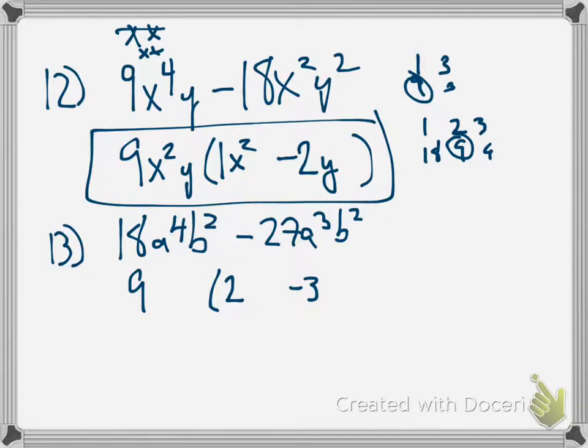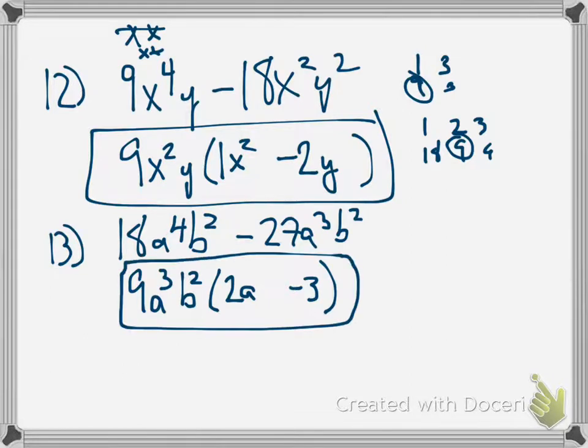A to the 4th, A cubed. If there's 4 A's in one and 3 A's in the other, I can take out 3 A's. That leaves me with 1 left in the first one, but not any in the second one. B squared, that means there's 2 B's in both. I can take out the B squared, and I'm left with just a minus 3. And that's your answer for that one. Fairly simple, fairly easy.